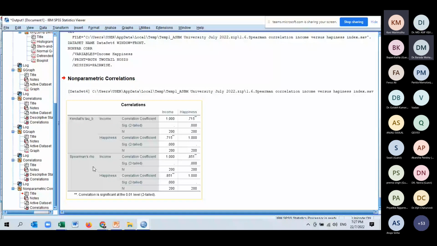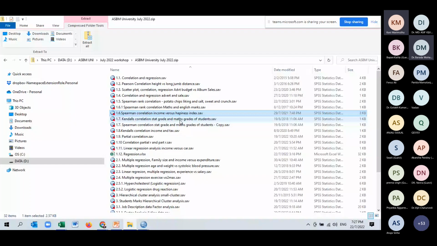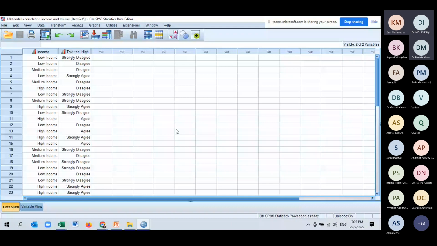Okay, please go to Kendall 1.7. Sorry, 1.8. Please go to 1.8, income and tax. Kendall. Participants, please open Kendall's.